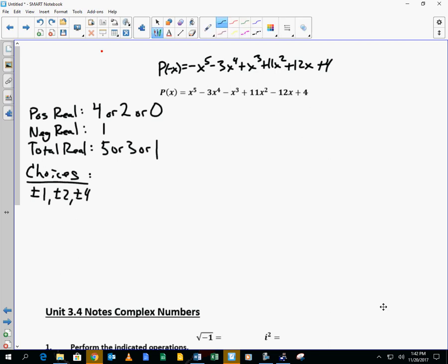What would you like to try? 1 minus 3 is negative 2, minus 1 is negative 3, plus 11 is 8, minus 12 is negative 4, plus 4 is 0. So 1 works.